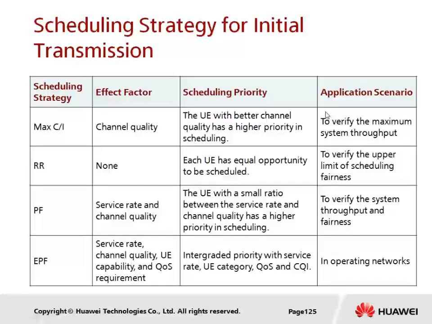So this could be used if we need to verify the maximum system throughput, then we can actually turn on maximum C over I.